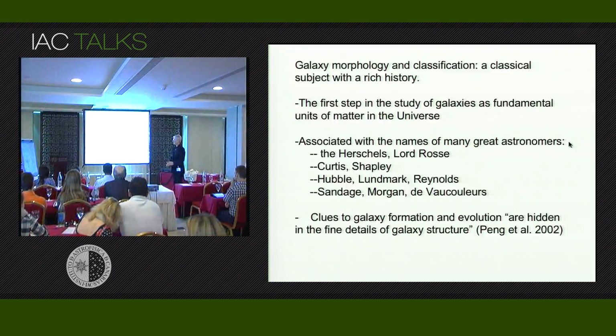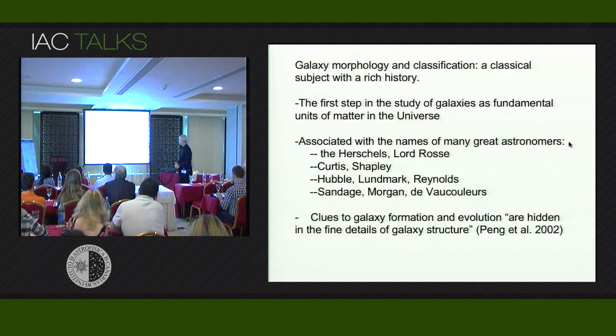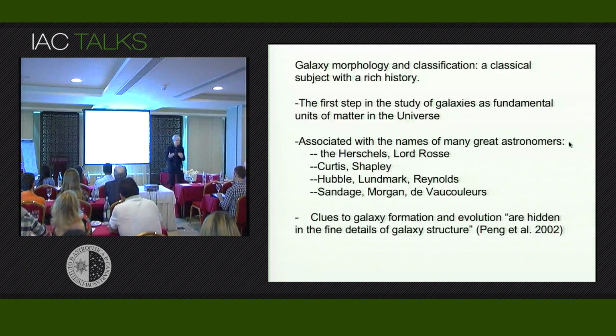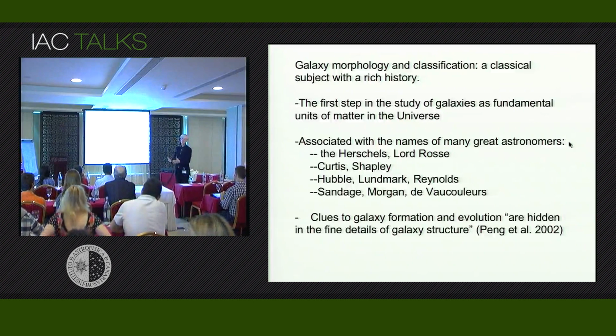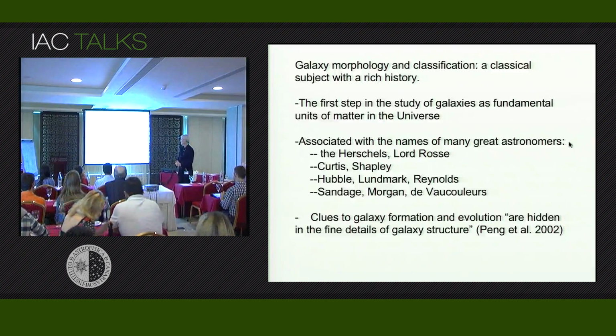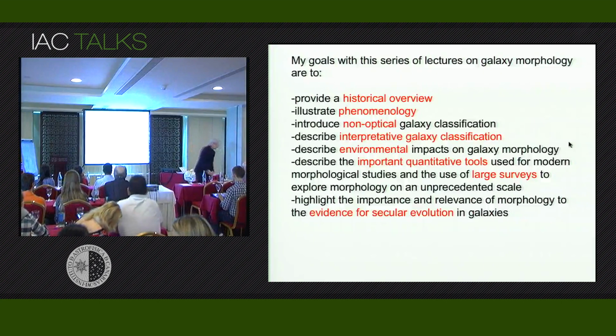The subject is associated with many famous names: the Herschels, the Third Earl of Rosse, Heber Curtis, Harlow Shapley, Hubble, Lundmark, Ronald, Sandage, Morgan, and de Vaucouleurs. And if you think about it, following this paper by Peng et al., clues to galaxy formation and evolution are probably buried in the details of galaxy morphology, which means it's probably a good idea to pay attention to details. However small they may seem, little details could mean something. And so I guess that's my point of view, and this is my goal with the series.